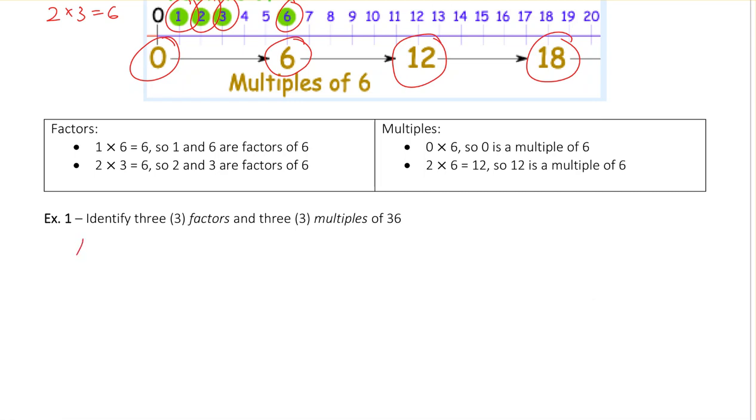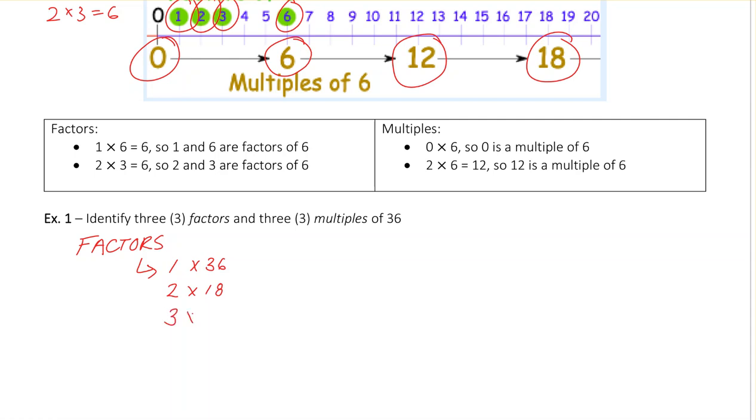Well, if I'm looking at my factors, this is all I want to do. Well, you always start with 1 and 36. They're both factors of 36. Okay? Well, 2 times what equals 36? 2 times 18. They are both factors of 36.